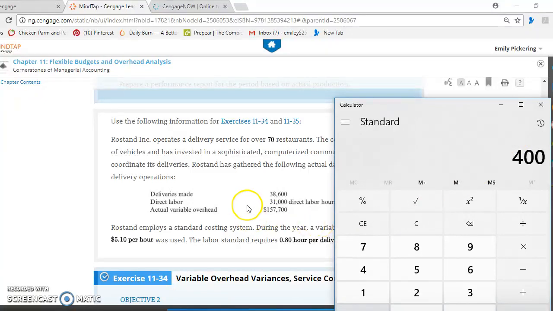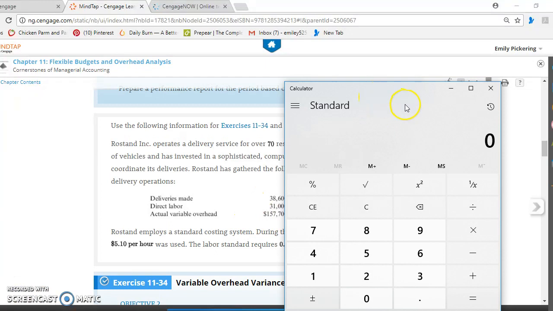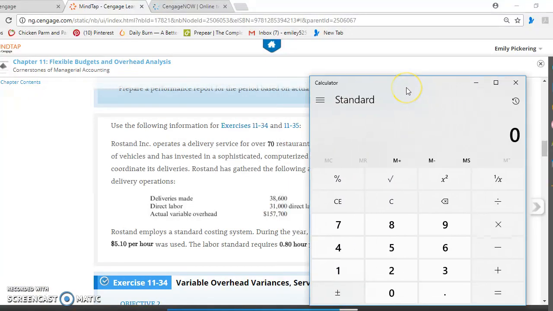Let's take a look at the efficiency variance here for a second. All right, so in this case, we are going to take our deliveries made, 38,600, and multiply it by that 0.8. We already did that, but so we've got 30,880 hours, and again, we're going to apply it to our 5.10 per hour. So 157,488, and then when we subtract our budgeted, which was our 31,000 times 5.10, 158,100, we have an unfavorable variance of 612.